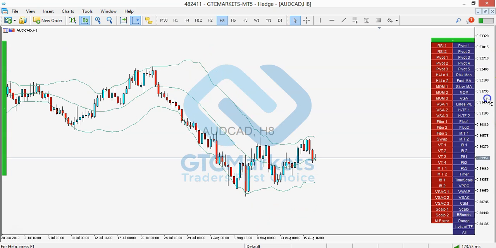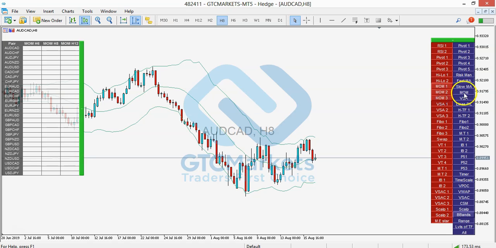Okay, for now I'll start with AUD CAD and see what options we have. In the AUD CAD on the H8 candle, what do we have? We have a sell signal, and the signal represents a downward movement of the momentum candle. You can see that this candle has closed below the middle line of the Bollinger Bands, so you can expect the market to move in a downward direction.